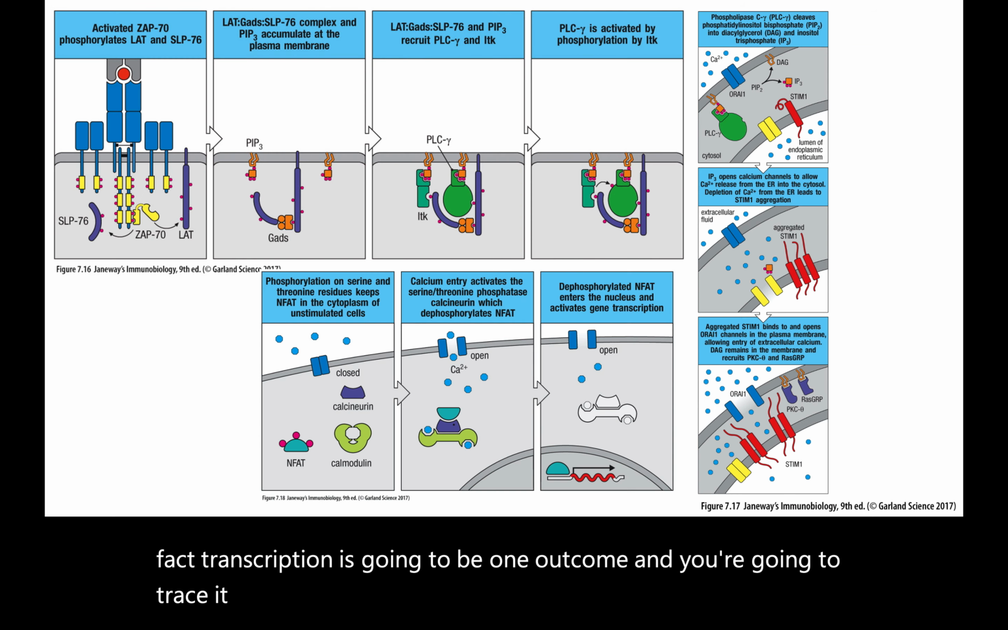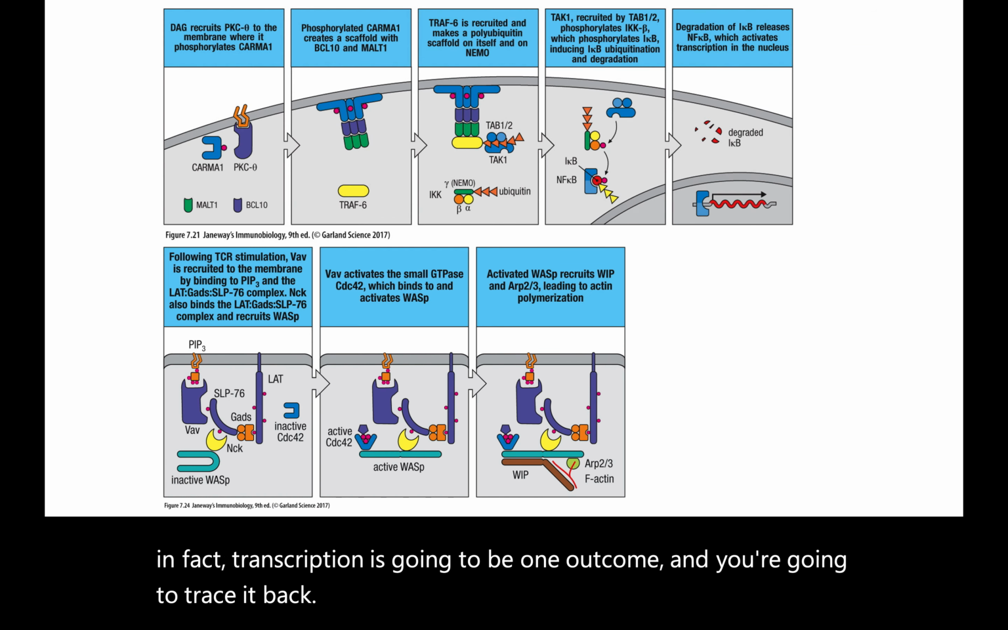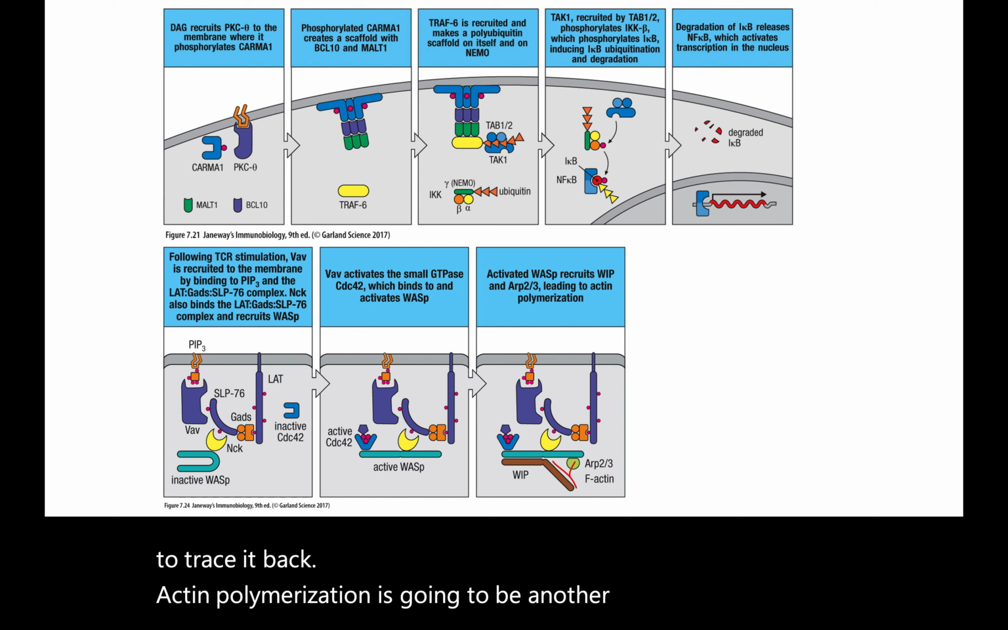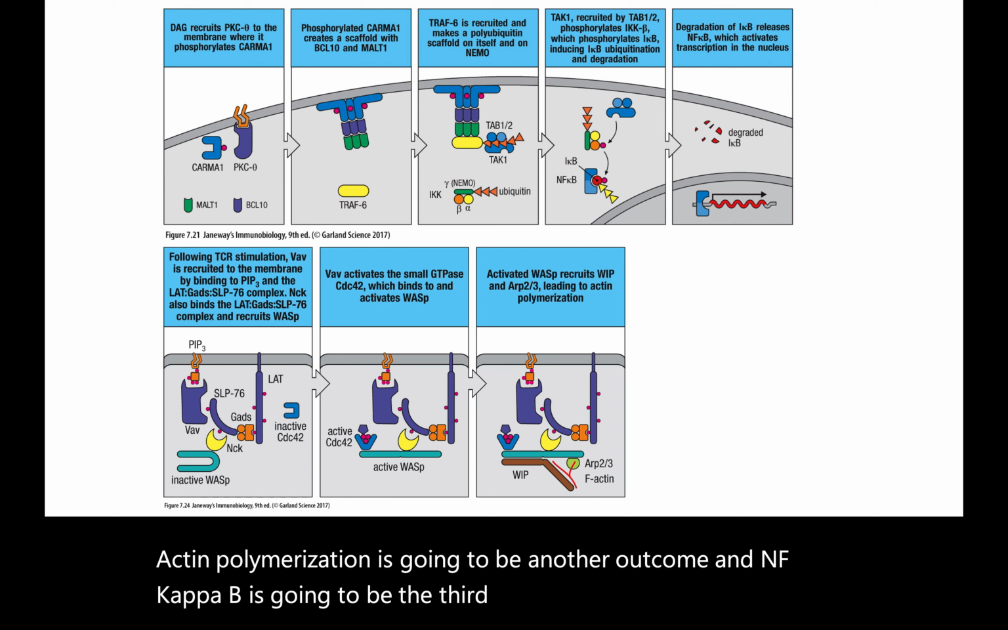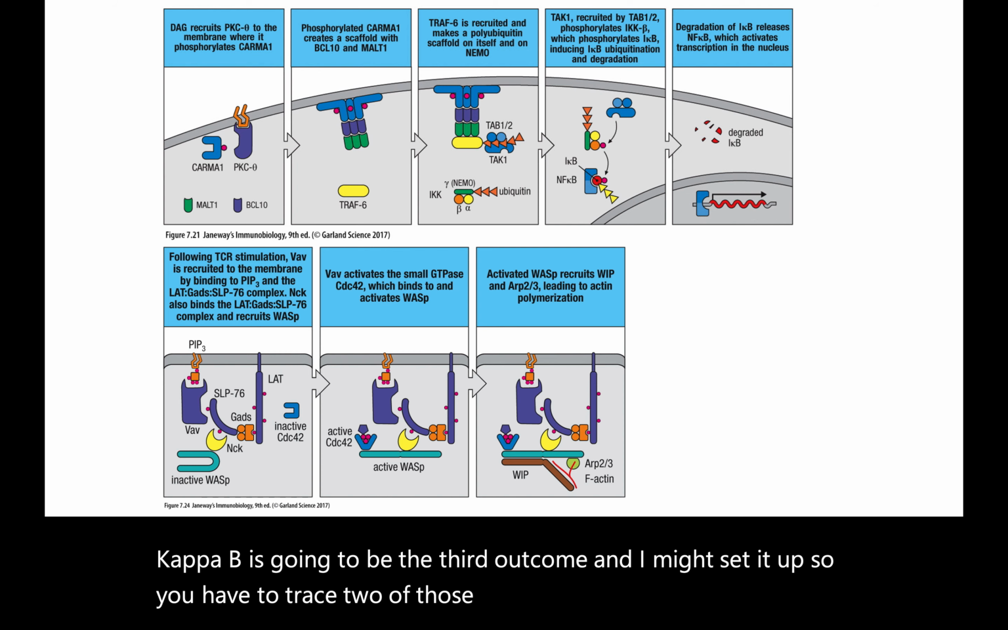Actin polymerization is going to be another outcome, and NF-kappa B is going to be the third outcome. And I might set it up so you have to trace two of those back. That's a pretty good coverage, I think, of the topic.